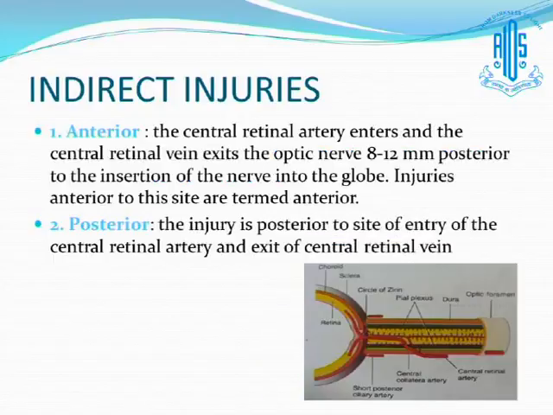Indirect injury also can be of two classes: anterior and posterior. The landmark is the point where the central retinal artery enters and the central retinal vein exits, that is 8 to 12 millimeters posterior to the insertion of the optic nerve into the globe. Any injury anterior to this point is called an anterior traumatic optic neuropathy, and anything posterior to it is called a posterior traumatic optic neuropathy.